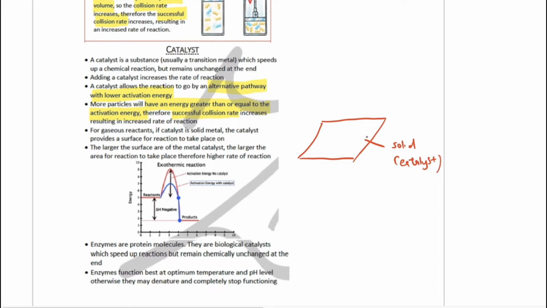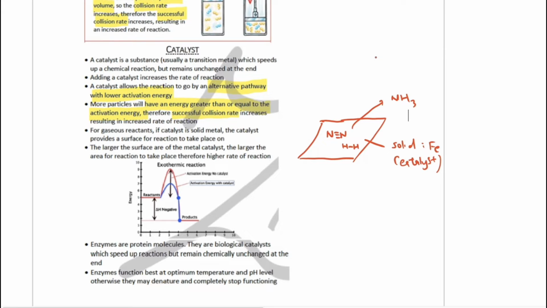Catalyst provide a platform. And then the gaseous, let's say for example, the gas molecule, N2, nitrogen gas. I'm talking about the Haber process, where the catalyst is iron. So the N2 gas sticks to the catalyst, and then the hydrogen will also stick to the catalyst. After that, they break the bond here, and then they form new bonds. Then at the end, they form NH3, they form ammonia. So try to imagine in that way.